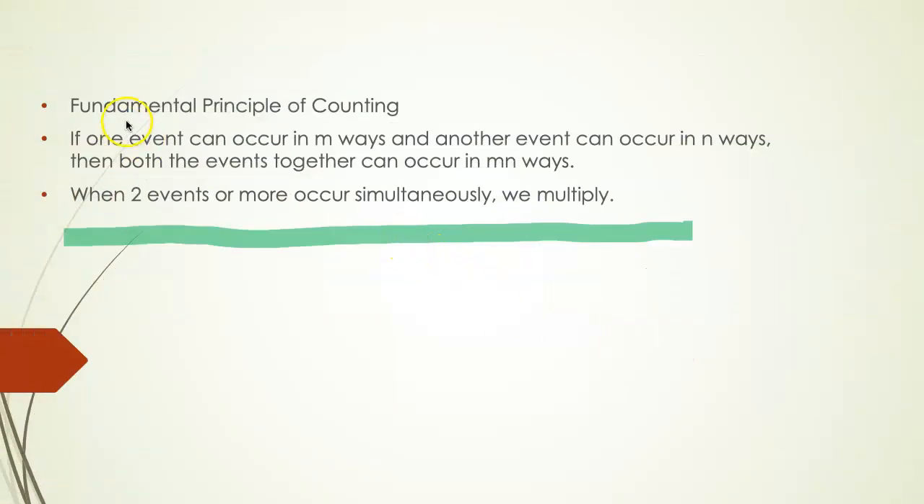We also come across the fundamental principle of counting, which states that if one event can occur in m ways and another event can occur in n ways, then both the events together can occur in m into n ways. So this is a tip that we need to remember: when two or more events occur simultaneously together, we multiply.